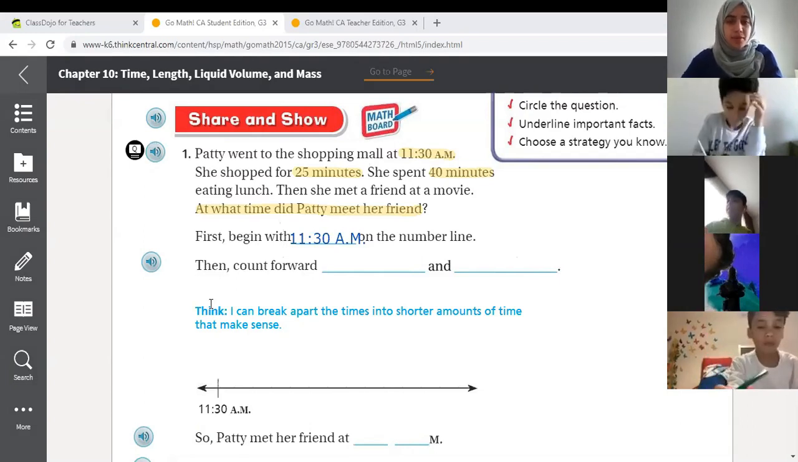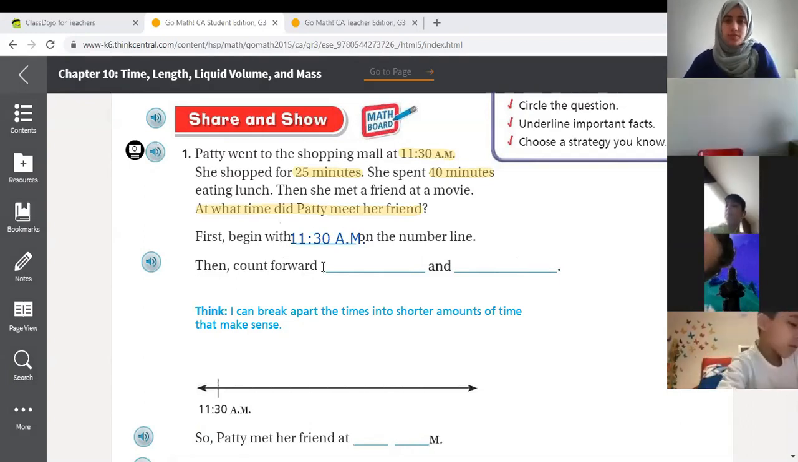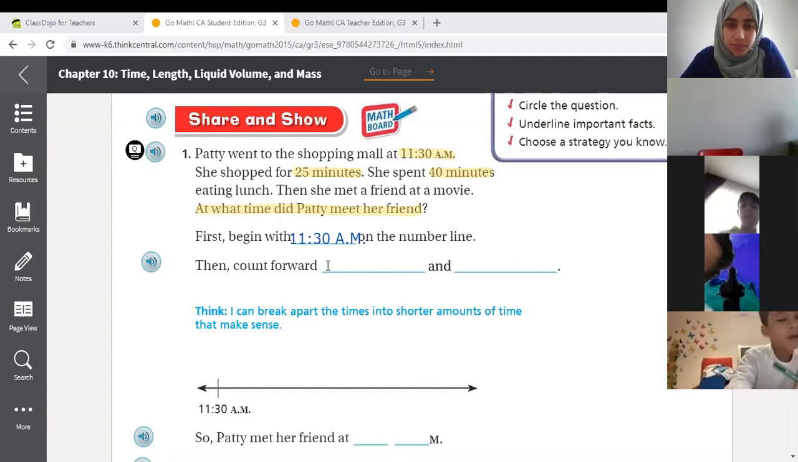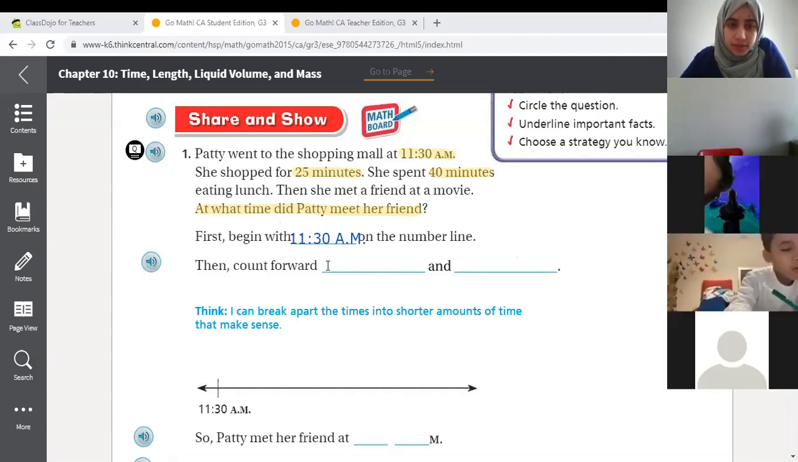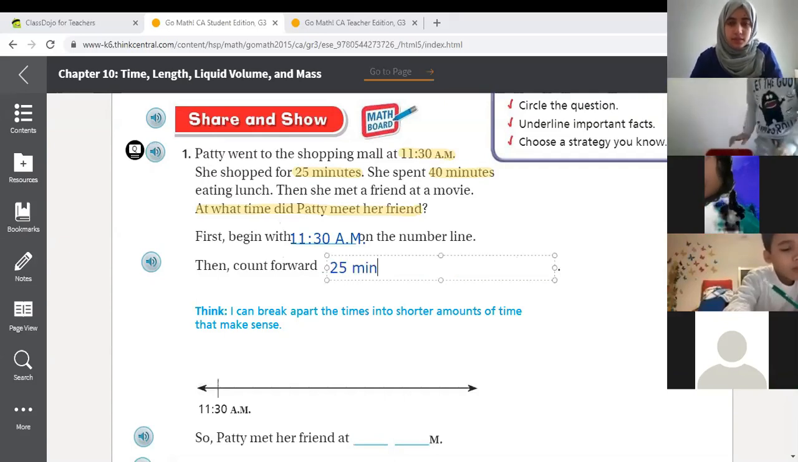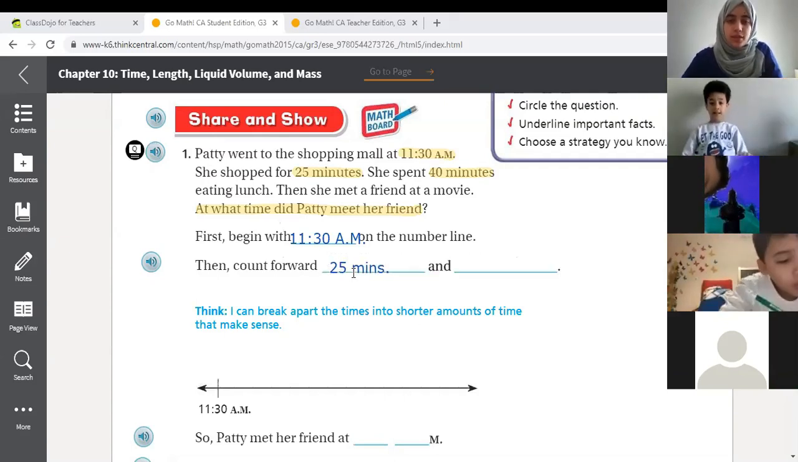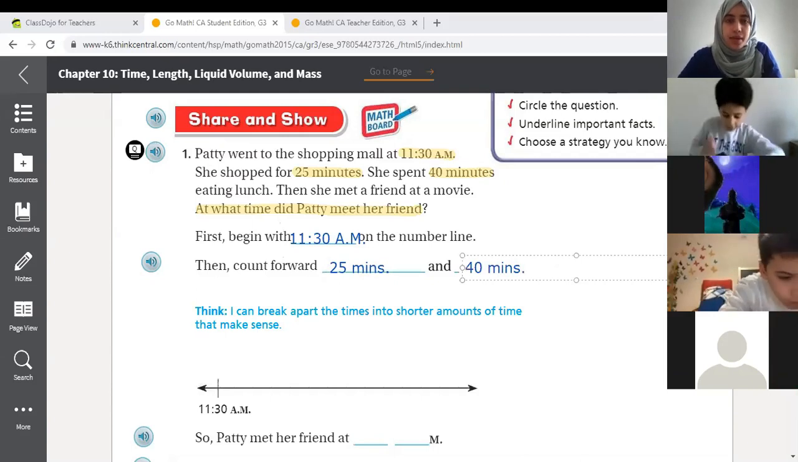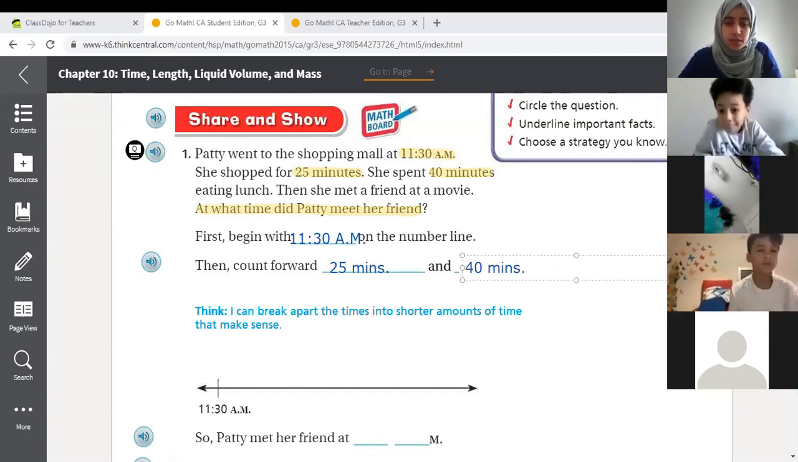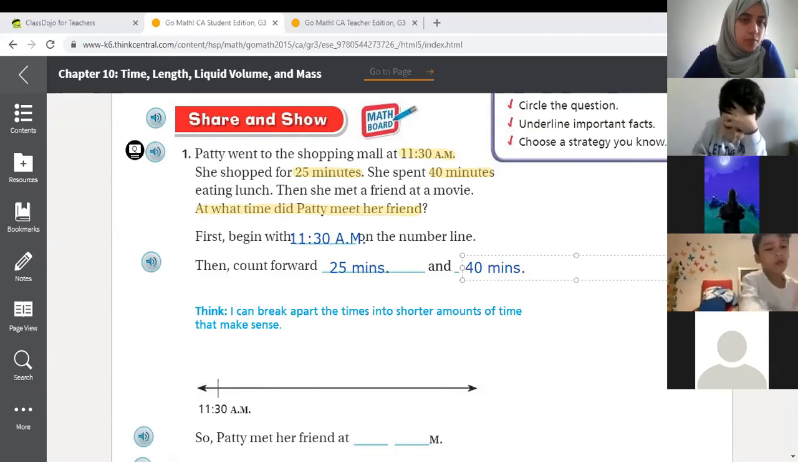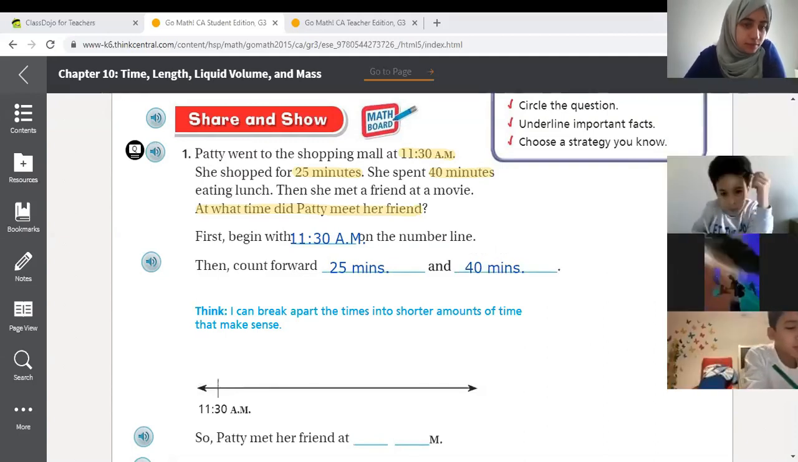Asil, how many minutes do we need to count forward? Look at the minutes I highlighted in the question, Asil. How many minutes do I need to count forward? 25 and 40. Excellent. So we have 25 and 40 minutes, which are the elapsed time or the time spent during this activity. So I'm going to start counting up here by 10.